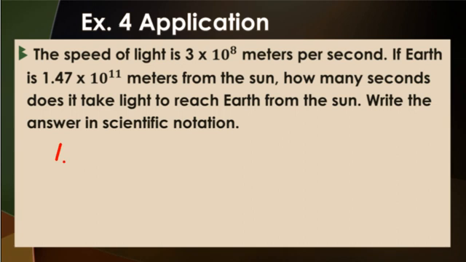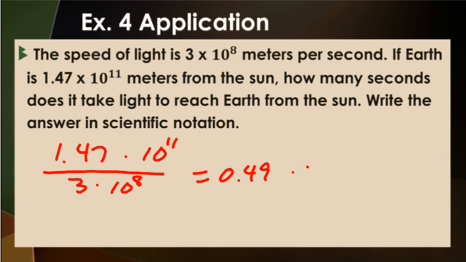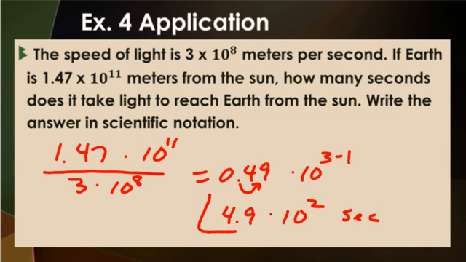So it's going to be 1.47 times 10 to the 11th divided by 3 times 10 to the 8th. And so we take the 1.47 divided by 3 gives us 0.49 times 10 to the 11 minus 8 is 3. I need to put it in scientific notation, so move it 1 place to the right, so it'd be 4.9. I lost a decimal place, so times 10 to the second power. And that would be seconds.